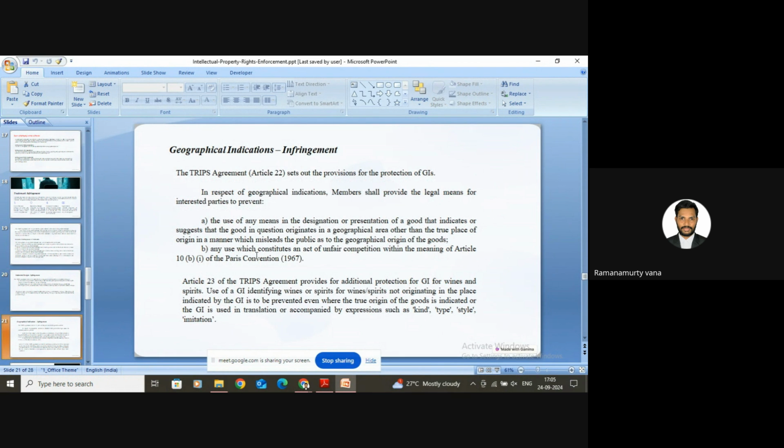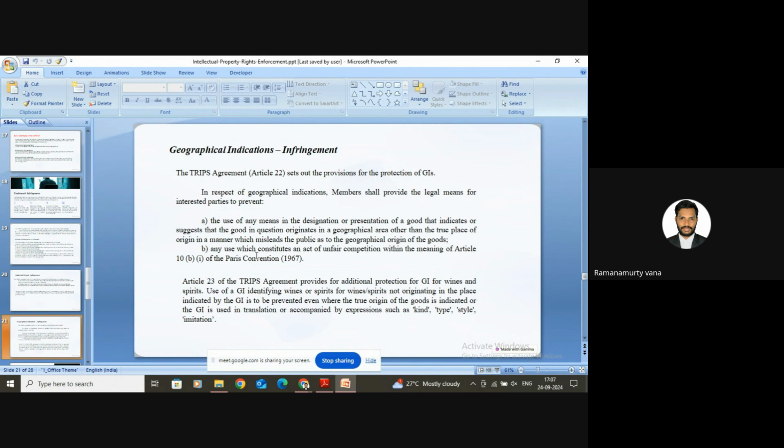Next, geographical indication infringement. The TRIPS agreement under Article 22 sets out provisions regarding protection of geographical indications. Members shall provide legal means for interested parties to prevent, first, the use of any means in the designation or presentation of a good that indicates or suggests that the good in question originates in a geographical area other than the true place of origin in a manner which misleads the public as to the geographical origin of the goods. Another is any use which constitutes an act of unfair competition within the meaning of Article 10bis of the Paris Convention, 1967.